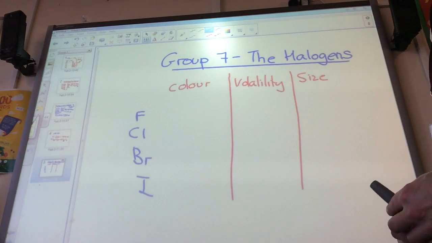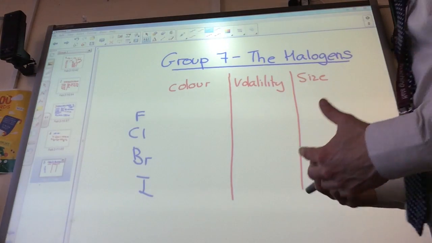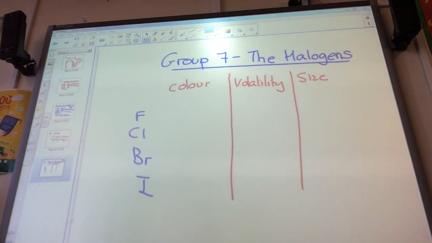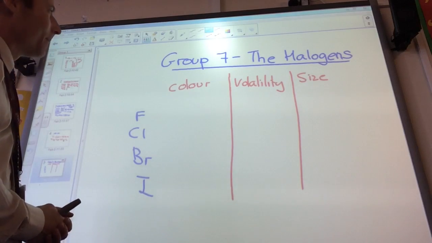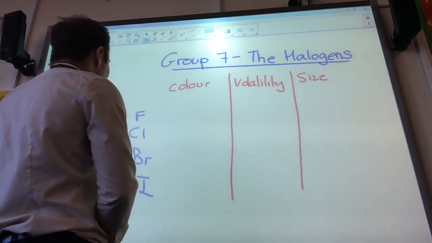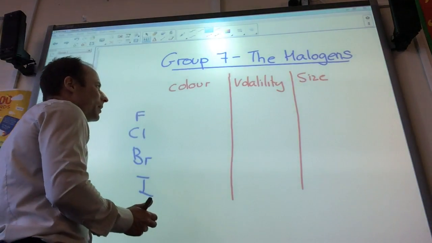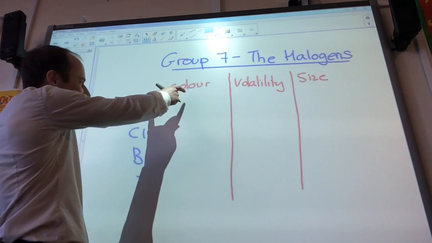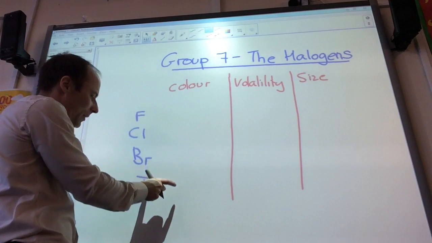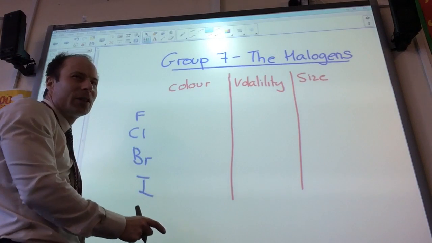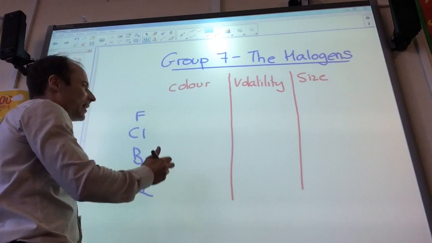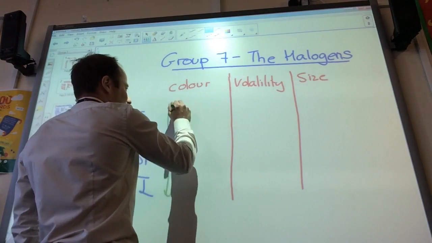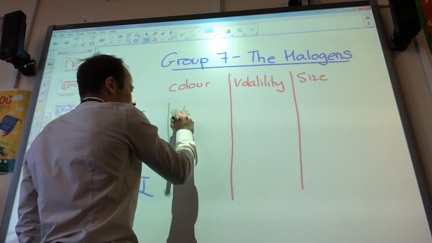So group 7, we only extend it slightly more than we do at GCSE, but we'll be able to explain some of these properties a little bit more. If you can remember back from GCSE, group 7, the halogens, going from fluorine, chlorine, bromine and iodine. What happens to the colour? They get darker, yeah. So the colour, as I go down the group, gets darker.